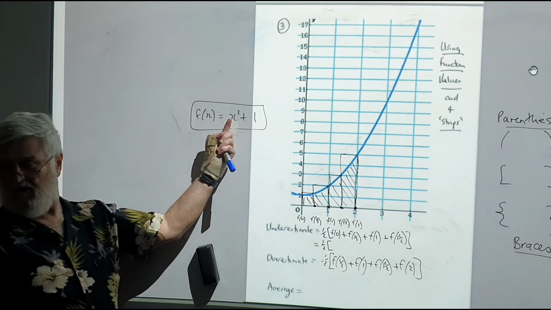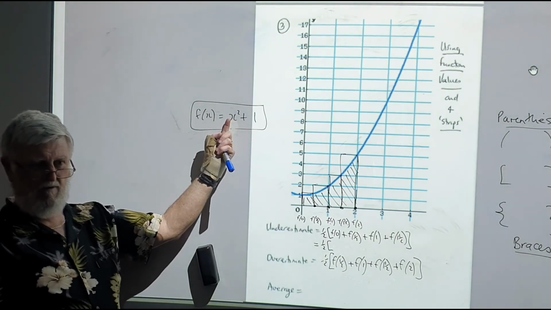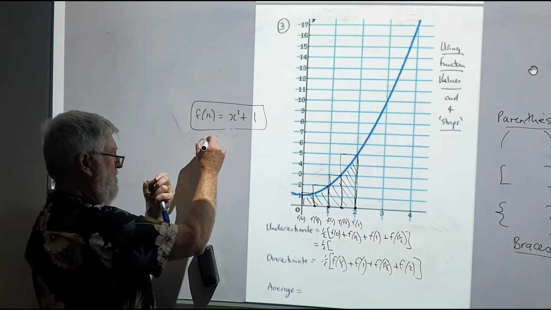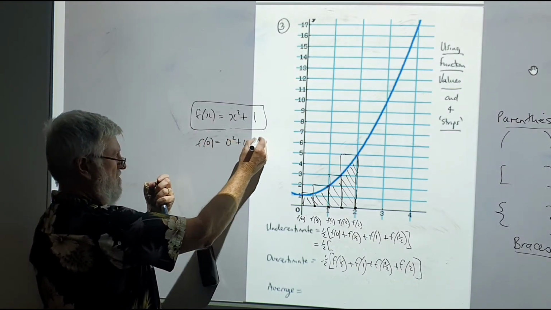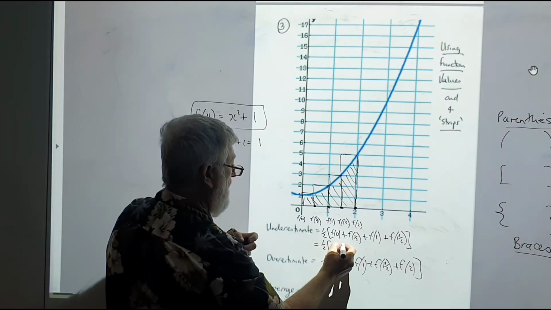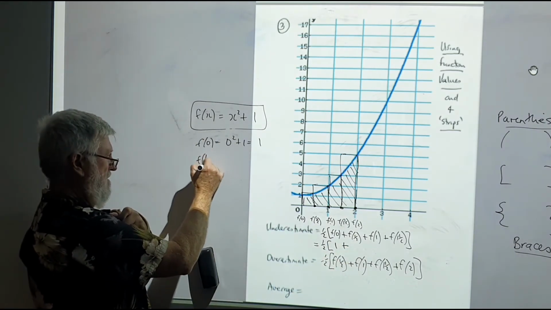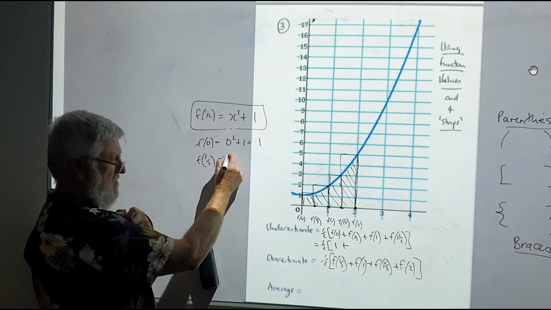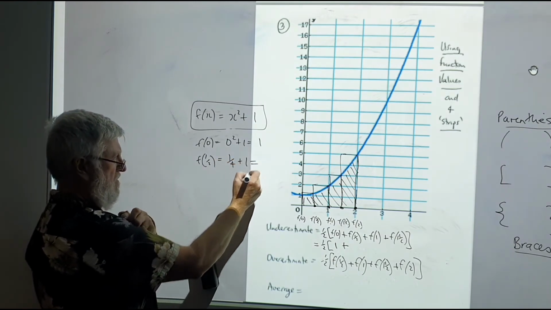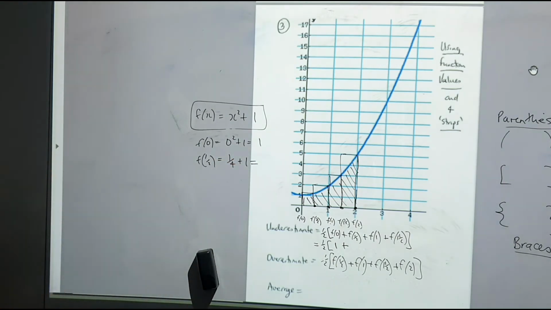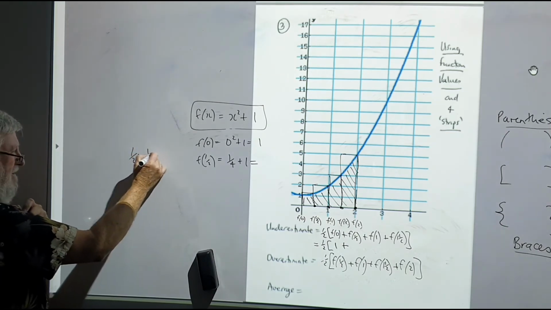0 squared plus 1. So that's actually F(0). 0 squared plus 1 is 1. So I've got a 1 there. So F(a half) is a half squared, I just write a quarter, plus 1. Are you okay with a half squared?